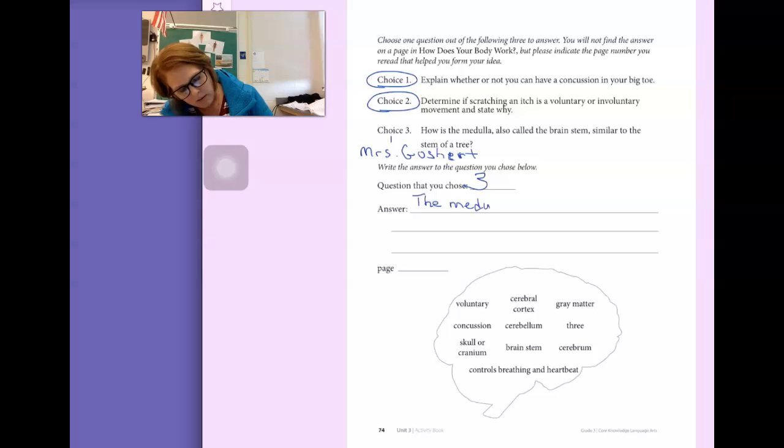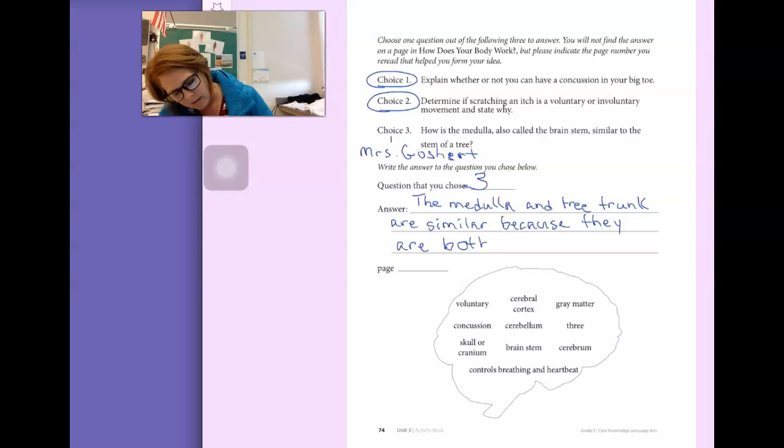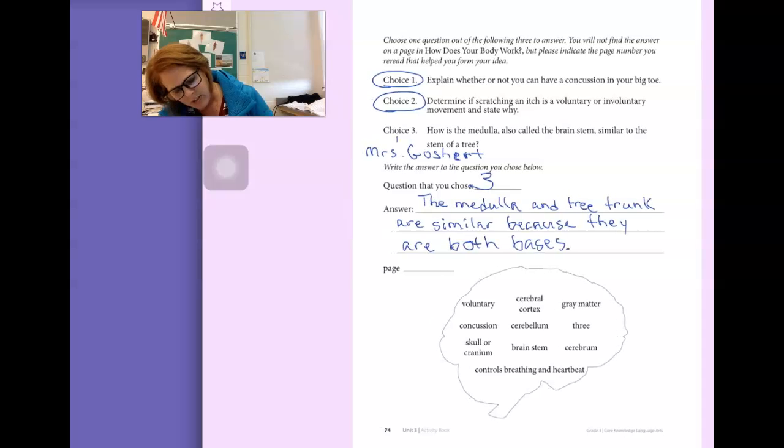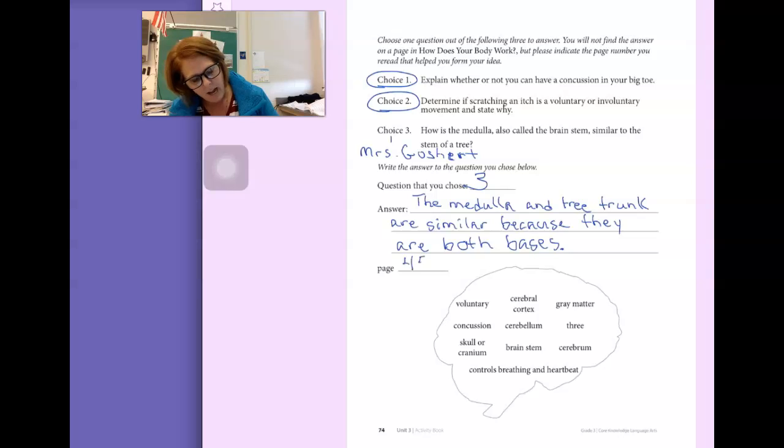the medulla and tree stem, tree trunk, are similar because they are both bases, sort of foundations. And page 45 in the text is what helped me answer that question. It didn't say that in the book, but that's what helped me. That was the information that helped me make that connection.